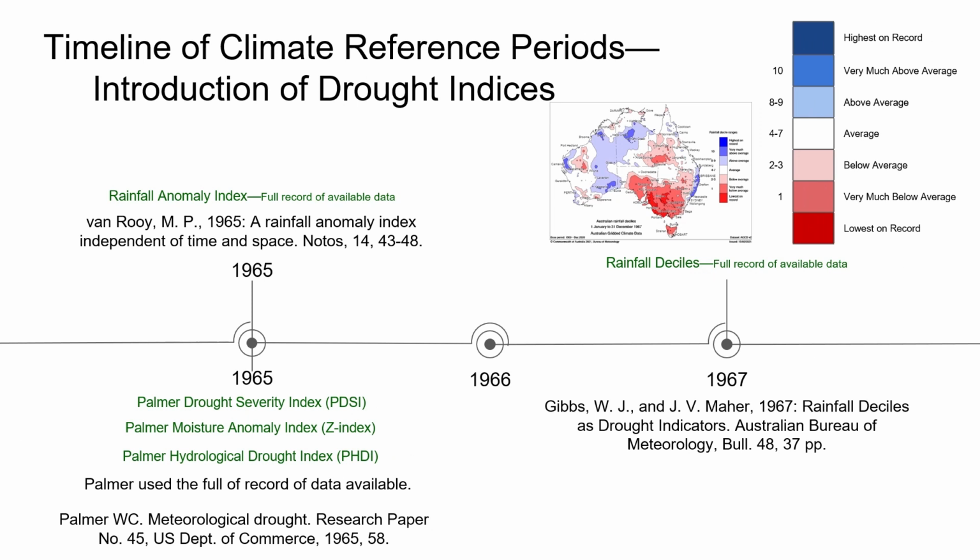In addition to the PDSI in 1965, the same paper by Palmer also introduced us to the Palmer Hydrological Drought Index and the Palmer Moisture Anomaly Index, commonly known as the Z Index. Another less well-known drought index proposed in 1965 was the Rainfall Anomaly Index by Van Roy. In 1967, a paper by Gibbs et al. introduced us to the use of rainfall deciles as drought indicators, a method that's still used operationally in Australia today. All of these indices presented so far use the full period of record.